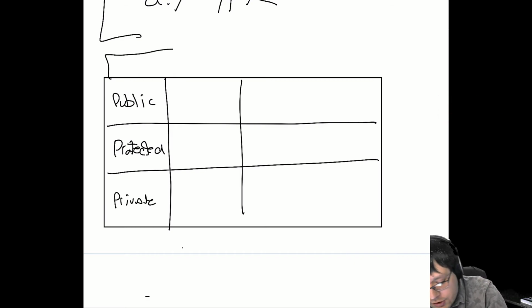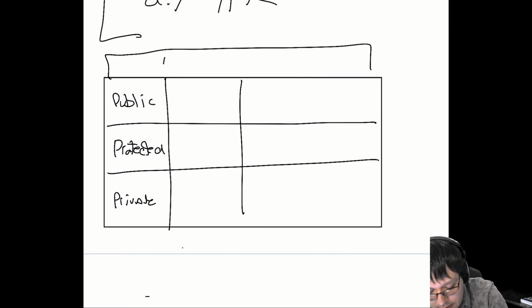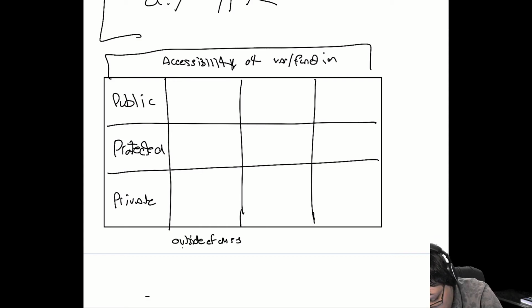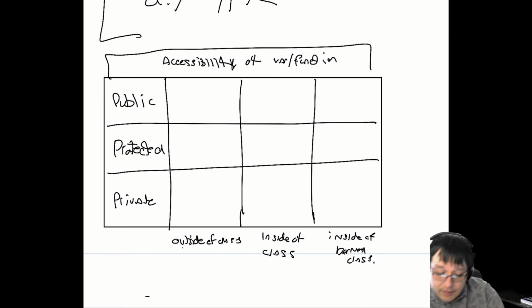And then it's basically the chart name is accessibility of the variable or function. Okay, and you have 3 categories. This is going to be outside of class, inside of class, inside of derived class. Okay, and then I'm going to use Y for yes, and N for no.